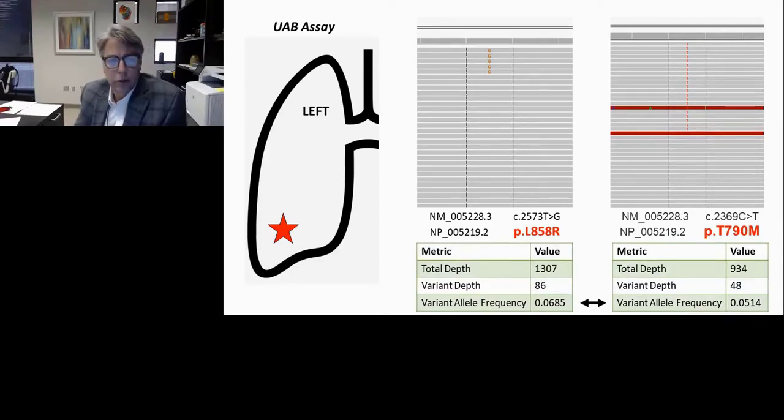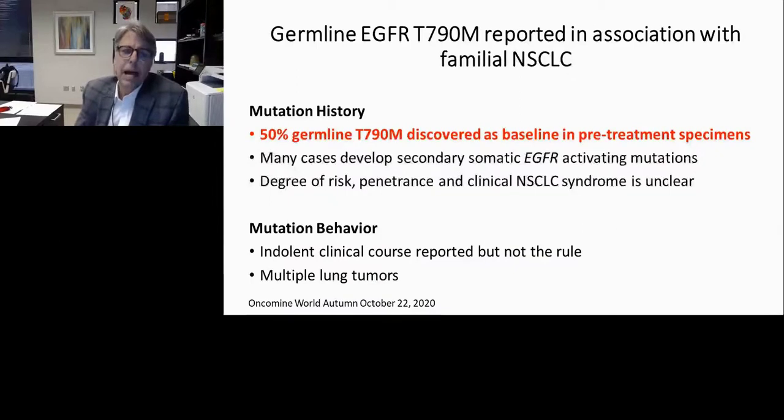So this is really unusual, and we wanted to explore it further. Right off the bat, you start to think this could be a germline T790M mutation. In fact, when T790M is first identified in pre-treatment specimens, such as the ones I just described, about 50% of the time this is a germline mutation. And these tumors often have a secondary EGFR activating mutation.